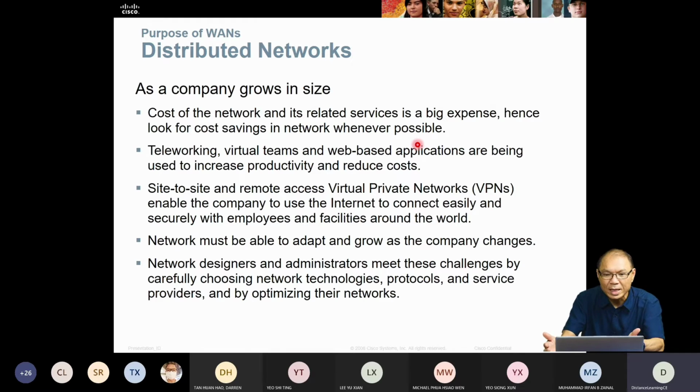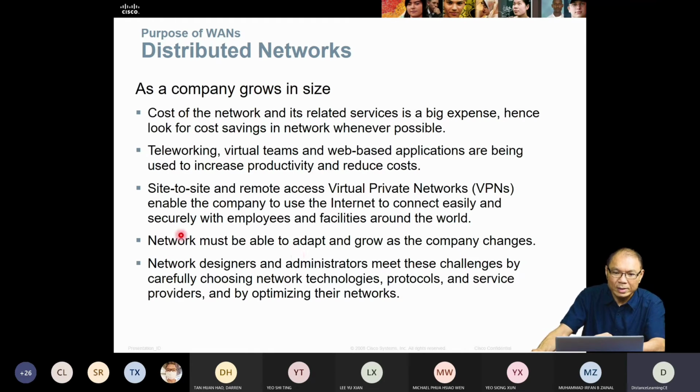Even today, in the lesson that I'm carrying out, imagine if I have a student who is not located in Singapore, somewhere else in the world, that particular student would also be able to attend the lesson. So as the company grows, you want to increase productivity, you want to cut costs, you want to be able to achieve this network connectivity. So that's why distributed networks come out as a result of this need for companies or organizations to communicate with one another when they grow.